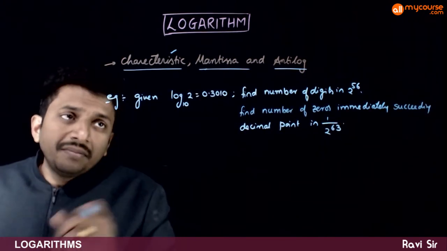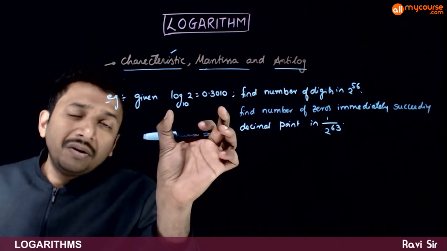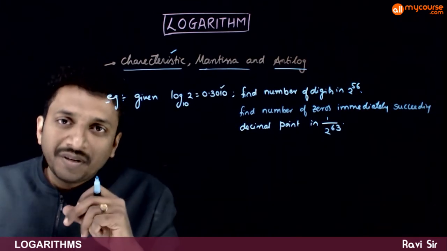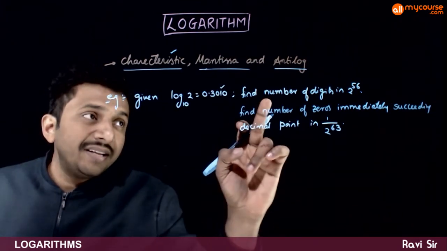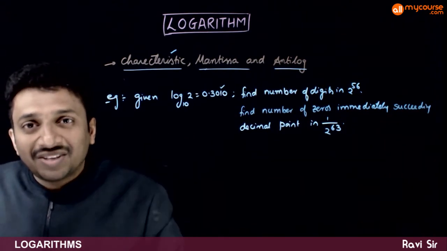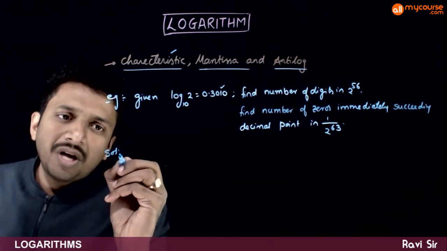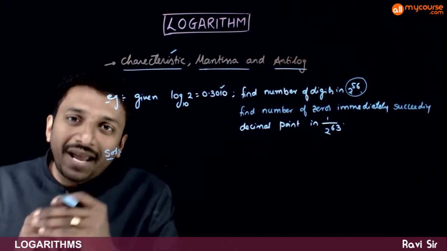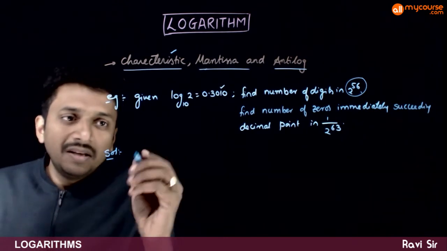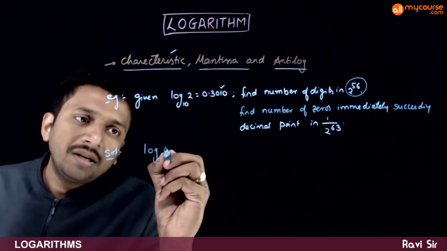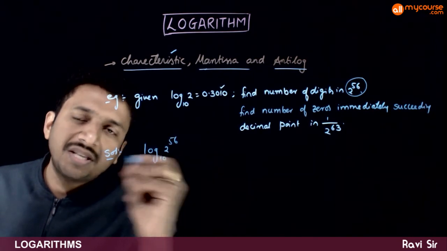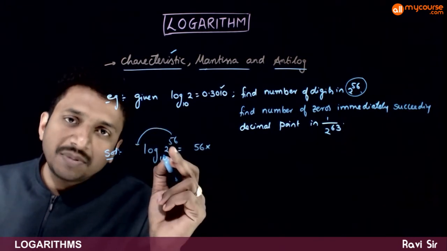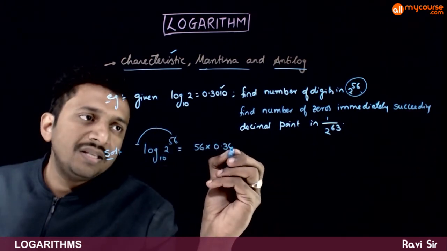So let us take an example. In a given question, you are given that log 2 to the base 10 is 0.3010. This information is given to you. Using this information, can you calculate the number of digits in 2 power 56? Let's take the same example. If I want the number of digits in a number x, I need to calculate log x. So first we'll calculate log 2 power 56 to the base 10. This is nothing but 56 times, the power goes outside, 56 times log 2 to the base 10, which is 0.3010.